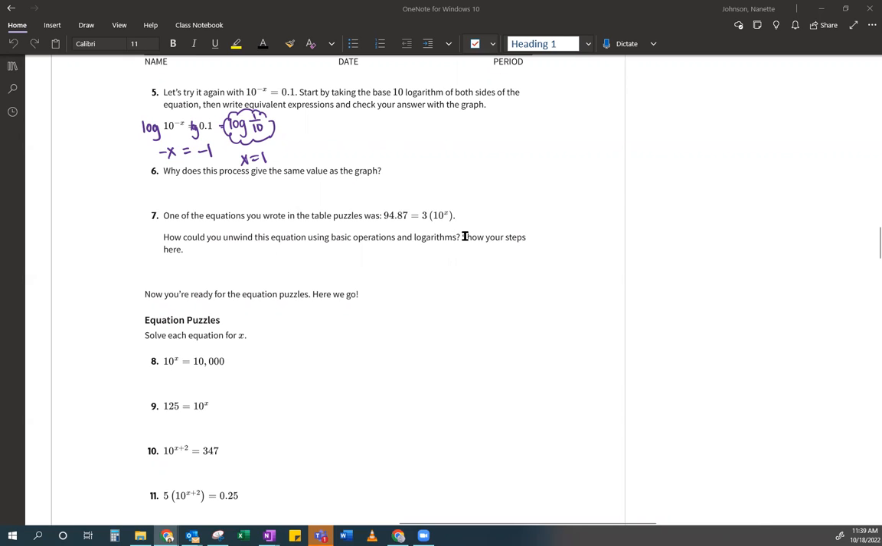Very good. Ms. Johnson, how did you know to divide by 3? What is it doing to that 10 to the x? It's times. Okay, so go ahead and divide by 3. I'm not actually going to divide by 3, I'm going to leave it like this: 94.87 divided by 3 is equal to 10 to the x.